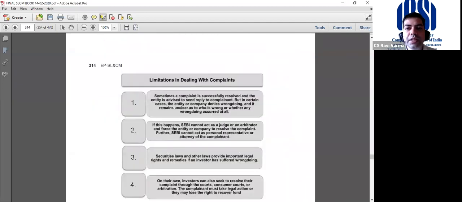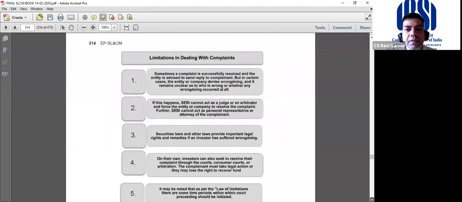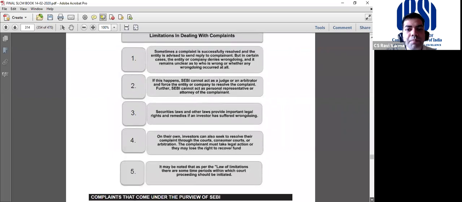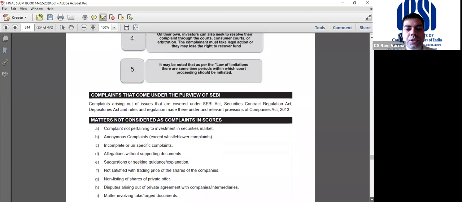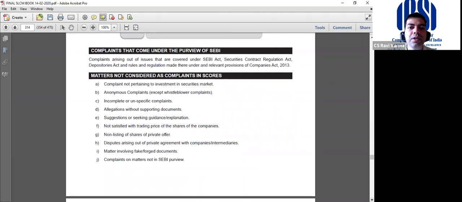Now you will say, sir, are there any limitations? Yes, as I told you, there are some limitations. If there are complaints that do not come under the purview of SCORES, then they cannot be taken. What are these? First, say you have filed a complaint that the company was not clean. Can this be a securities-related complaint? It cannot be. Say you have given a complaint without a name, an anonymous complaint. It will not be entertained.